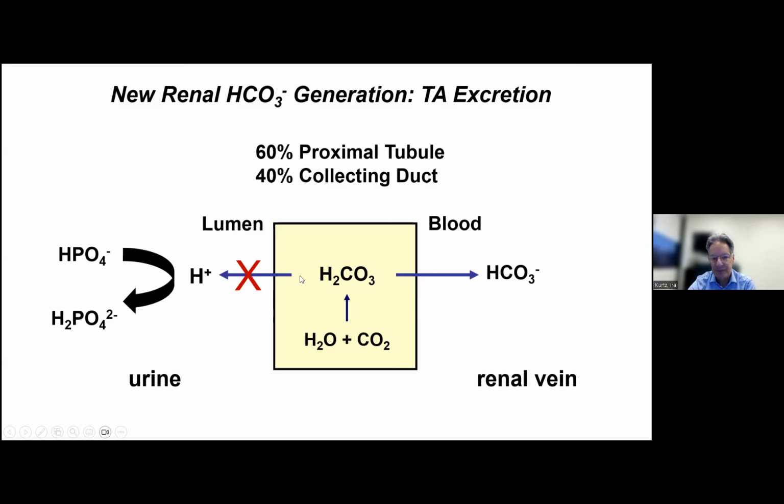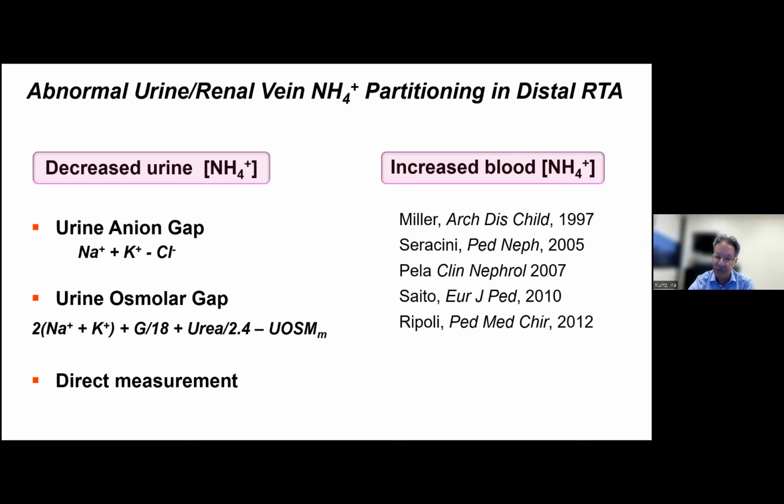So as far as the abnormal urine to renal vein ammonia partitioning, that's an explanation, but not something we can actually measure clinically, because we can't measure the renal vein ammonia to know for sure, but we can measure that there's less ammonia in the urine. We can never know when we see that, by the way, whether that's due to decreased generation or an abnormal partitioning. It could be one or the other or both.